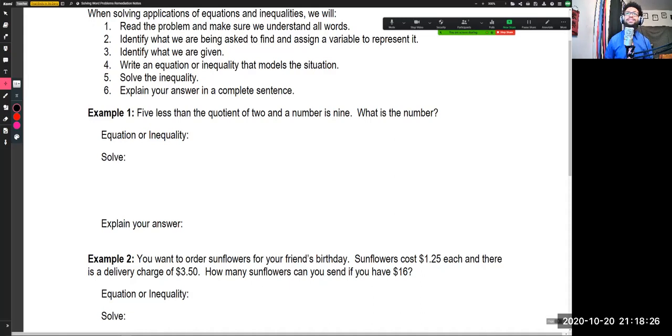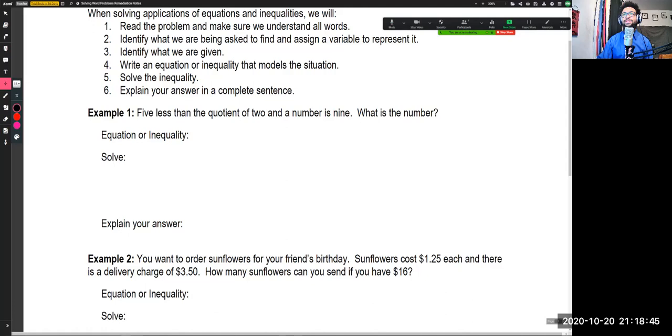Then step five says to solve the inequality or equation. Step five, we didn't do yesterday, and step six, we didn't do yesterday. Today, we are going to do both of those. Step six says to explain your answer in a complete sentence. A complete sentence, all right?